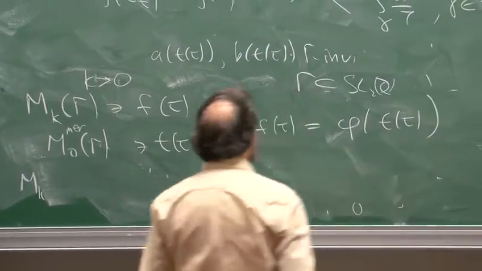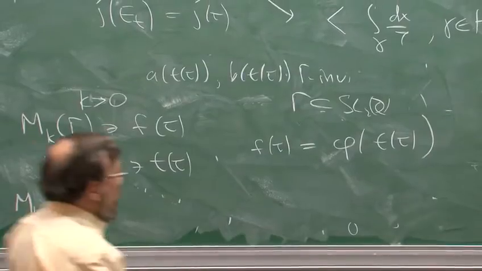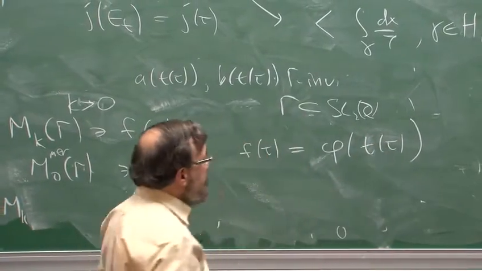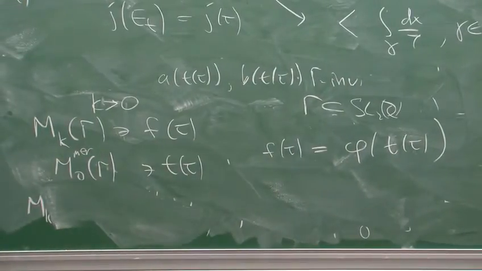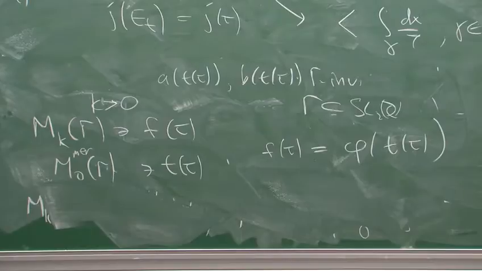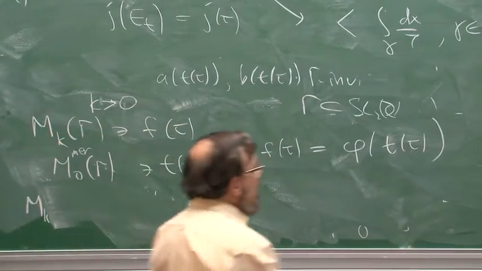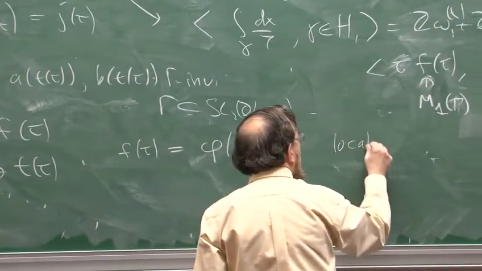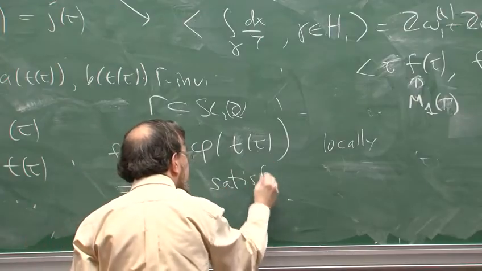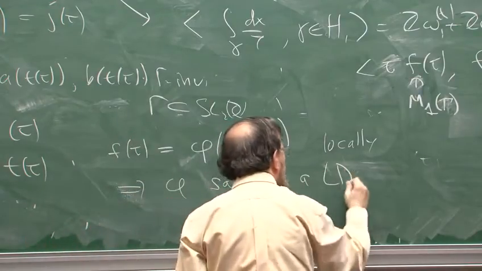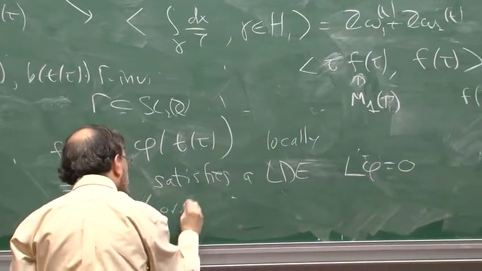I mean, locally, tau goes to t of tau is invertible, so I can invert this. Of course, I can't expect to do that globally. This is a t, and it looks like an f. If I move around, if I send tau to gamma tau, then t doesn't change by definition. It's a modular function. But f does change by c tau plus d to the k. By definition, it's a modular form. So this can't be true globally, but it's true locally. And the failure globally exactly means that phi satisfies a linear differential equation, let's call it L phi equals 0, of order k plus 1.